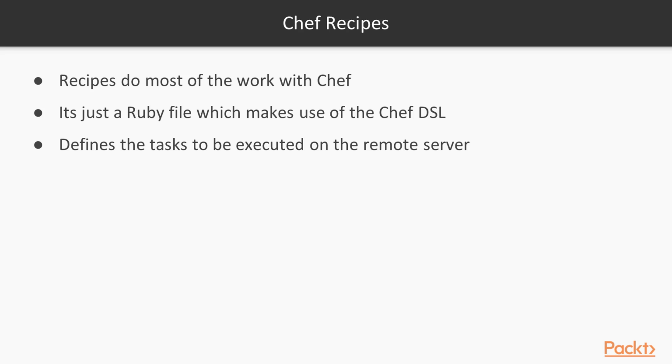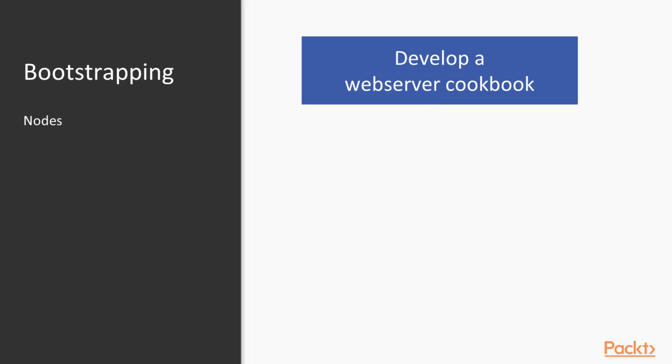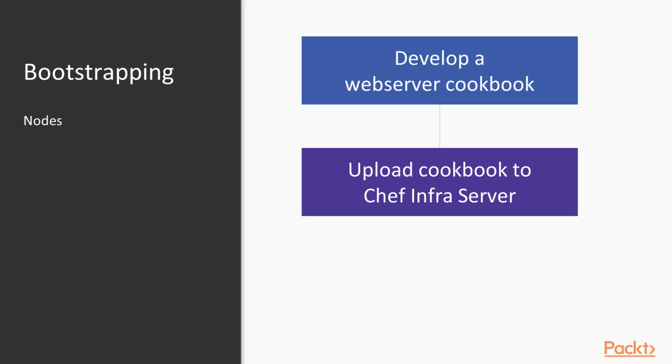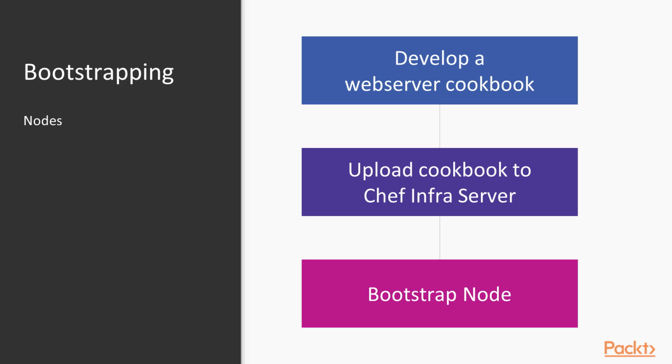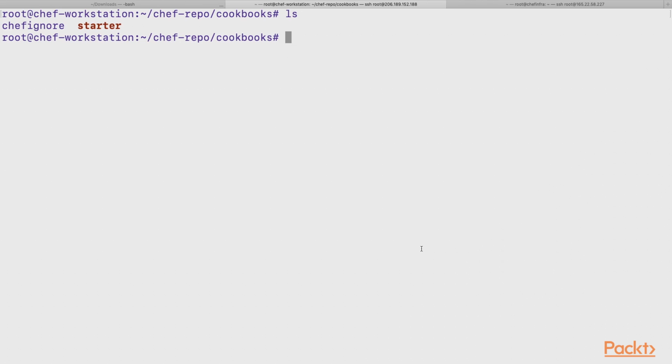So let's see what we plan to do. We will develop a web server cookbook, upload the cookbook to the Chef Infra server, and then bootstrap a remote server, and we will verify that the server is configured as a web server. So let's start with the cookbook development.